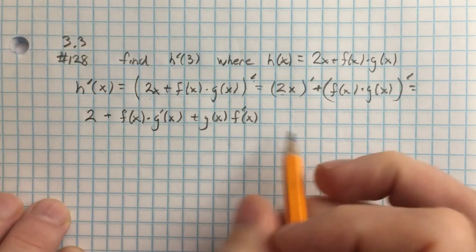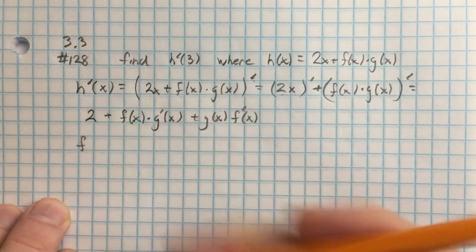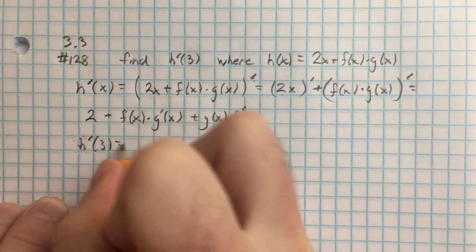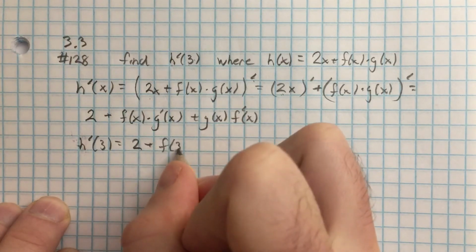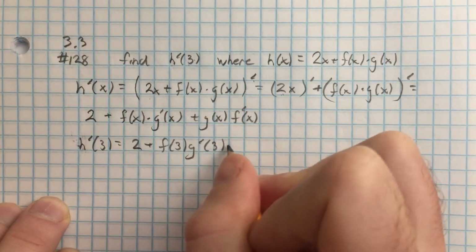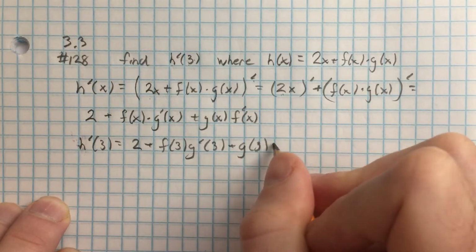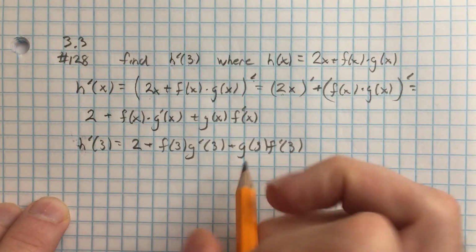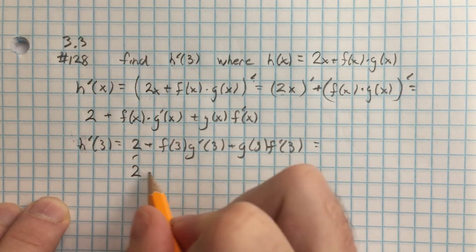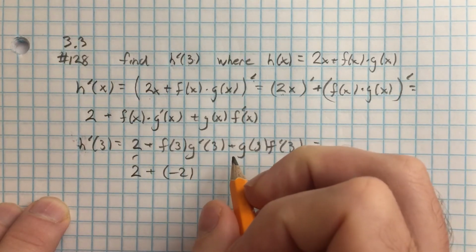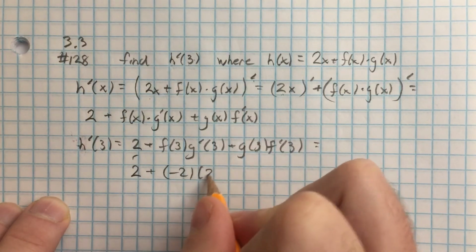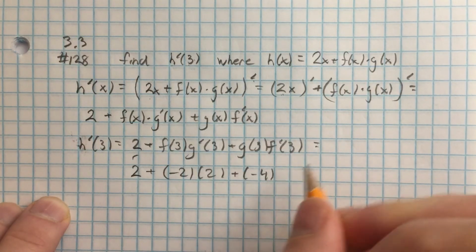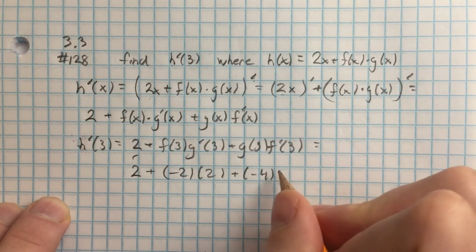But I need to evaluate this, so that is h prime. I need to evaluate this at 3. So h prime of 3 is 2 plus f of 3, g prime 3, plus g of 3, f prime 3. So if we look at the table now, f of 3 is negative 2, g prime of 3 is 2, which is using the table now, g of 3 is negative 4, and f prime of 3 is 8.